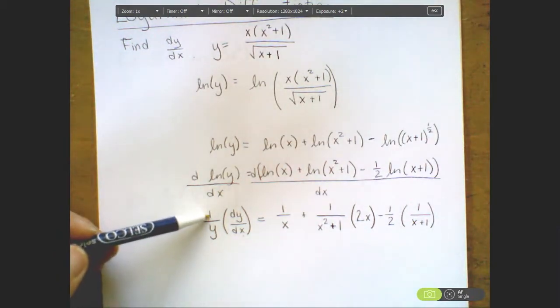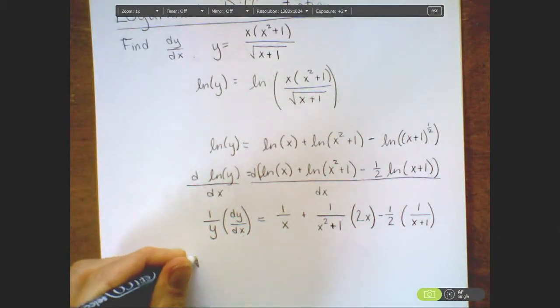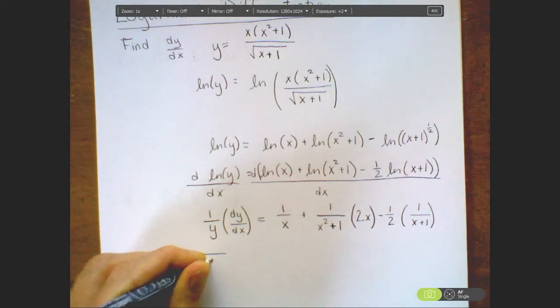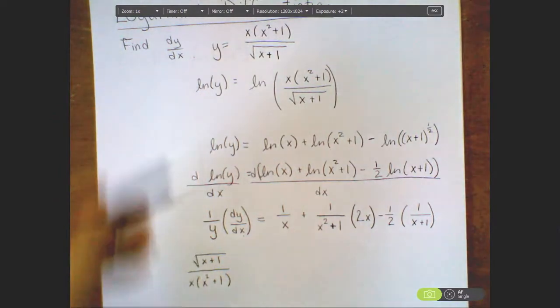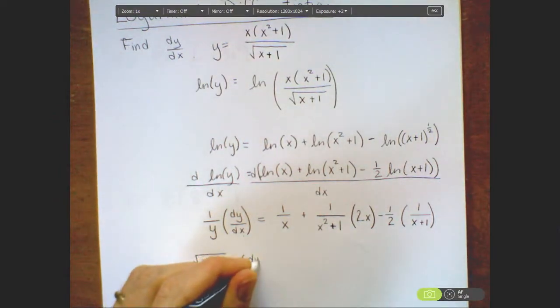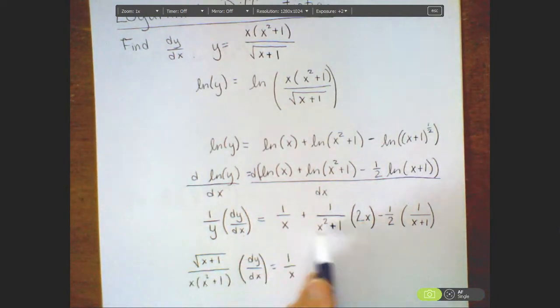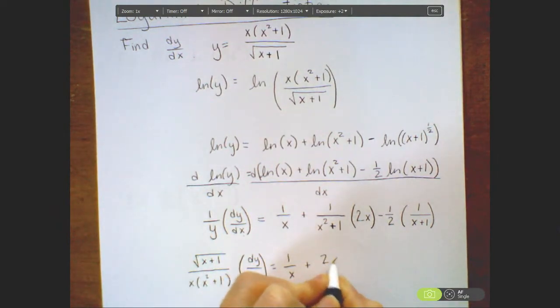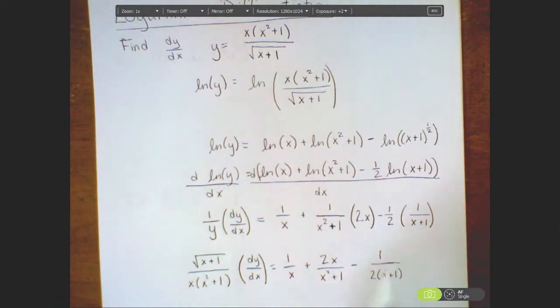So I'm going to plug in 1 over y using the fact that this is what y is actually equal to. So 1 over y is going to be the reciprocal of y, which is the square root of x plus 1 divided by x times x squared plus 1. This is 1 over y using what y is equal to, times dy dx is equal to 1 over x, and this fraction I'm going to write as a single fraction, 2x divided by x squared plus 1, minus, I can multiply this 2 through and get 1 over 2 times x plus 1. Okay, maybe I didn't distribute the 2.